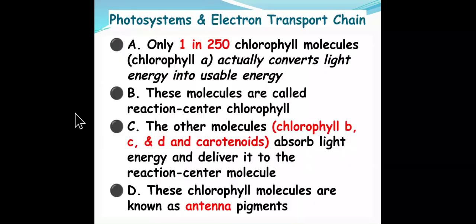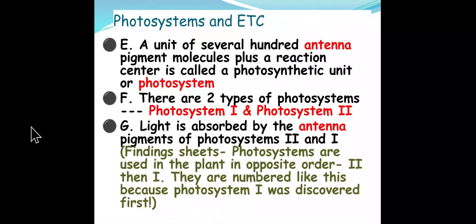Photosystems and electron transport chain. Only 1 in 250 chlorophyll molecules convert this into usable energy. A lot of it is used for other mechanisms that we all are unaware of, but it's pretty cool if you ever want to look into it on your own. Other molecules like chlorophyll B, C, and D, or these carotenoids, are absorbing all these other wavelengths of light that are going to be used for things during the process. And there's a number of other pigments that are known to be there and are doing specific parts during this reaction.